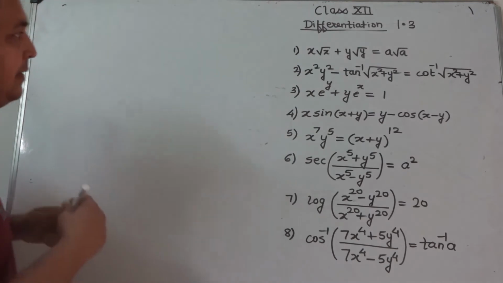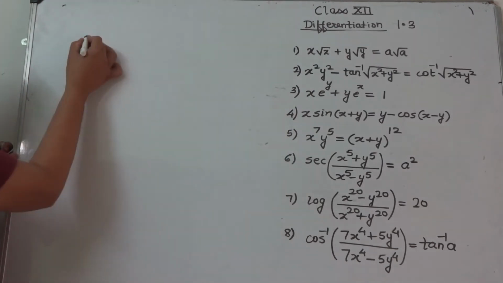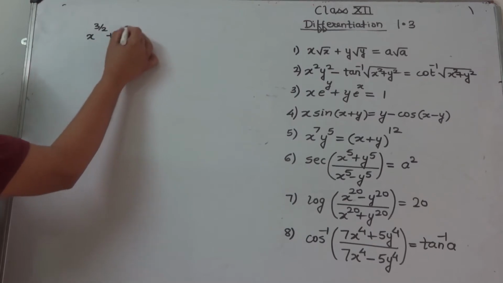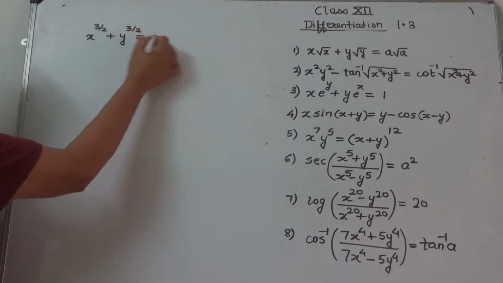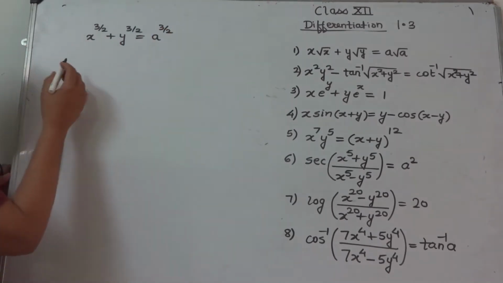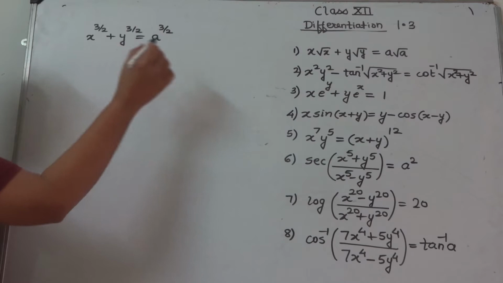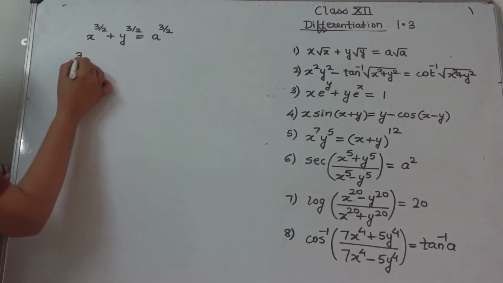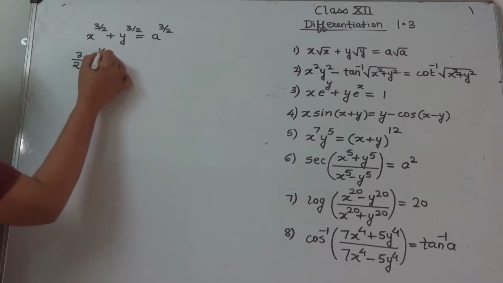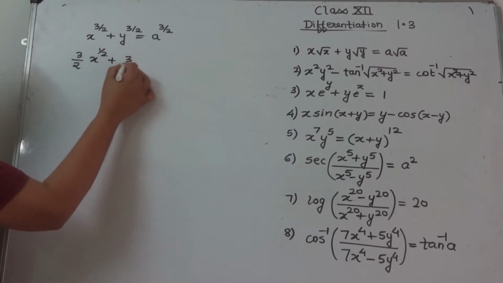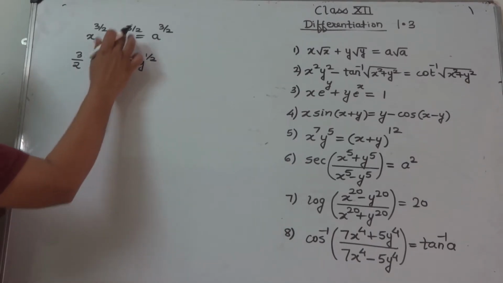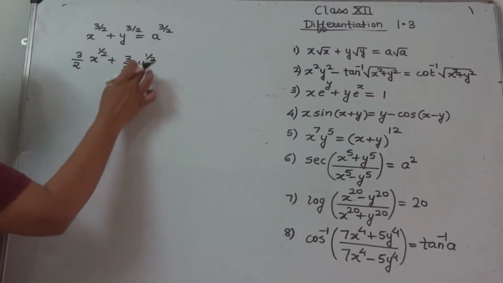So question number 1. Now see, x root x can be written as x raised to 3 by 2 plus y raised to 3 by 2 is equal to a raised to 3 by 2. And now we can use the derivative. Differentiate both sides with respect to x. We get 3 by 2 x raised to 1 by 2 plus 3 by 2 y raised to 1 by 2. Derivative of y raised to 3 by 2 is 3 by 2 y raised to 1 by 2.